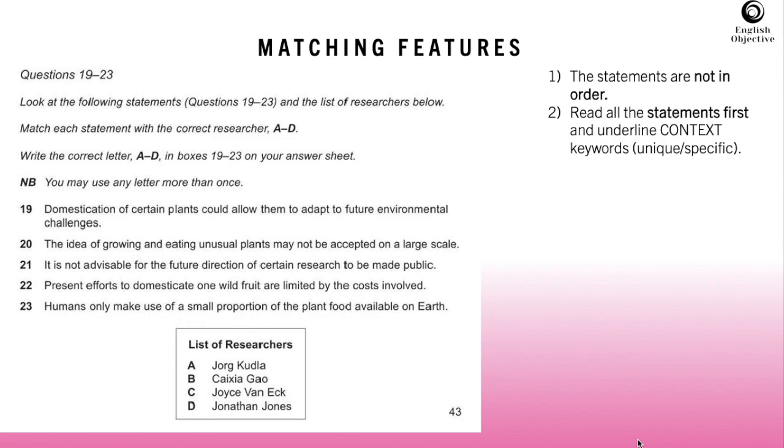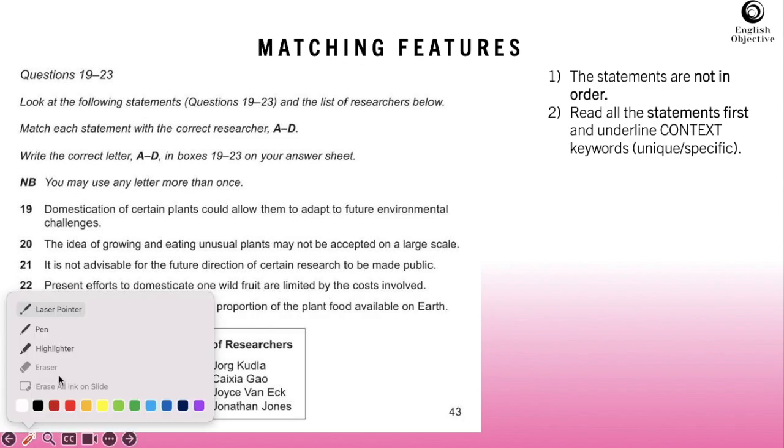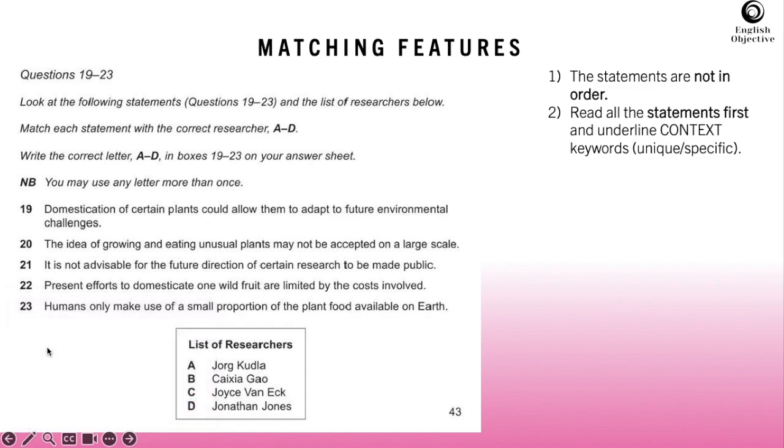Another thing that we need to pay attention to is that in matching features, sometimes we could use one letter from the box more than one time. Other times, we are not allowed to do that. So I really need to pay attention to this NB signal at the beginning of the task. If we have it, it means that we are allowed to repeat the options. Otherwise, we cannot repeat the options.